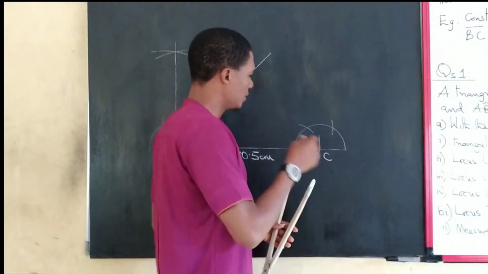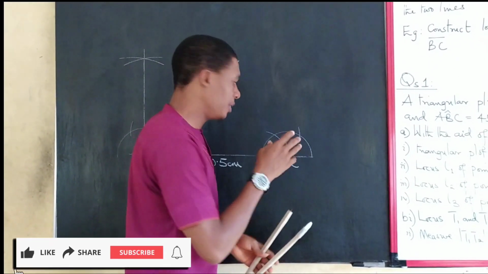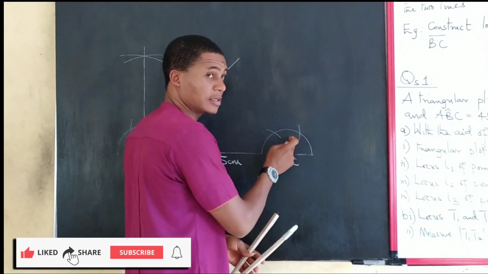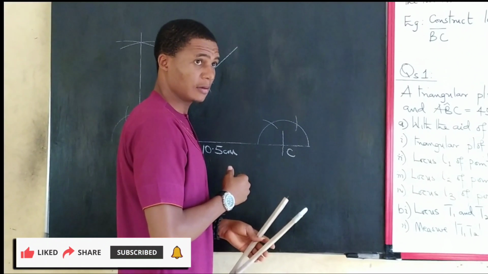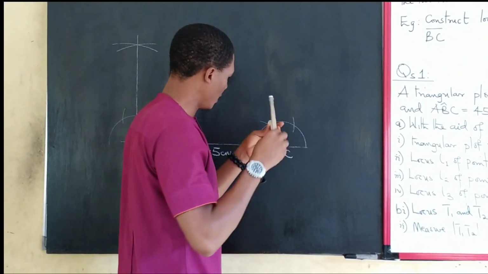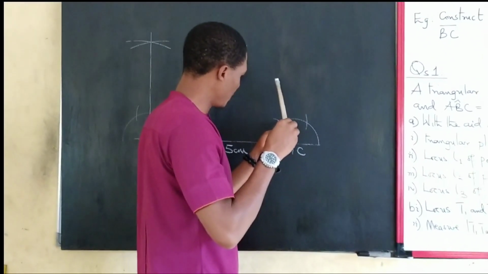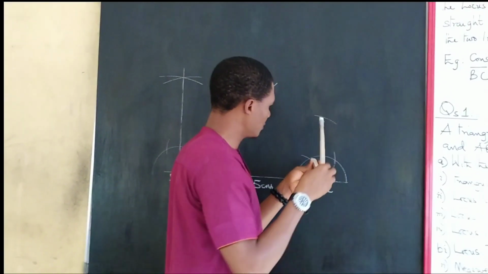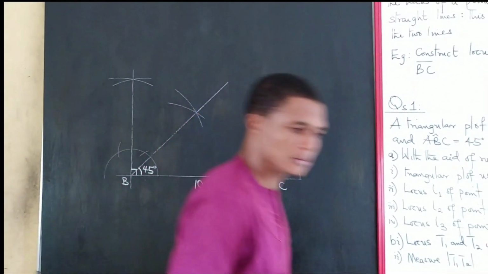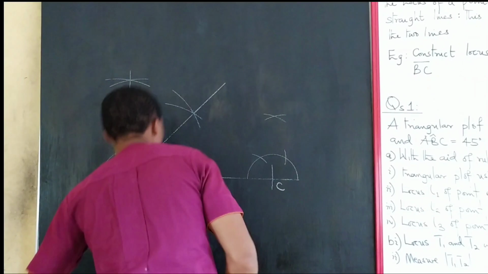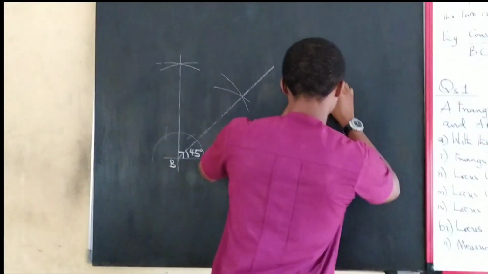Now, from here to here is 60, and from here to here is another 60. Meaning that I have to bisect this 60 here to get 30. Then bisect the 30 to get 15. Okay? Alright, so now let me bisect this. You can expand. I place it here and make an arc, 1. Then come here and make an arc. Okay? Alright. So I have bisected. So this gives me my 90 degrees.